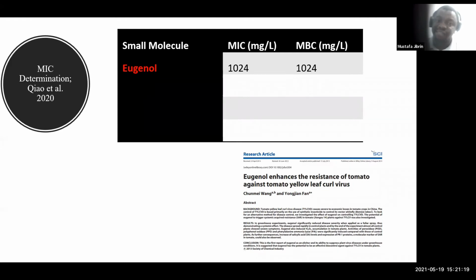I went ahead to look at the MIC and the MBC of eugenol against bacterial spot, that's Xanthomonas perforans, in vitro, and we determined that 1024 milligram per liter will even kill the bacterium in vitro. In previous studies, eugenol has been shown to enhance resistance in tomato against tomato yellow leaf curl virus. We also did some preliminary tests to see if it is better to apply it as an inducer of resistance or post-inoculation, but we stuck to the pre-inoculation application of eugenol in most of our trials.